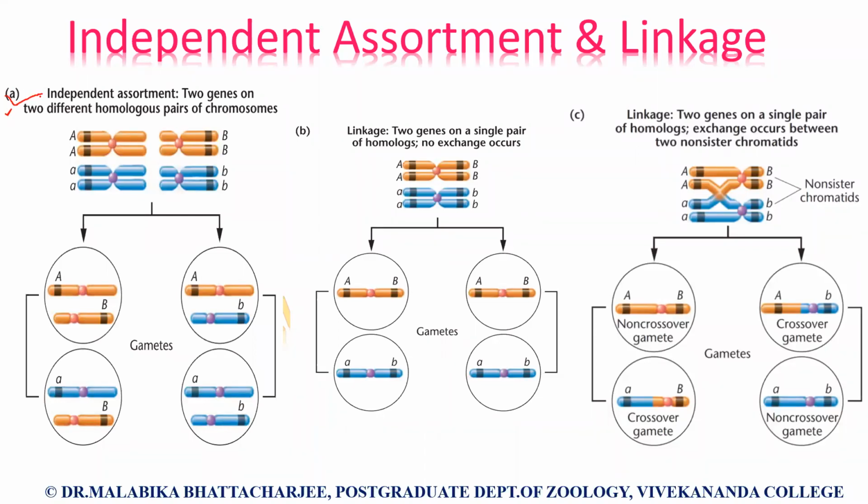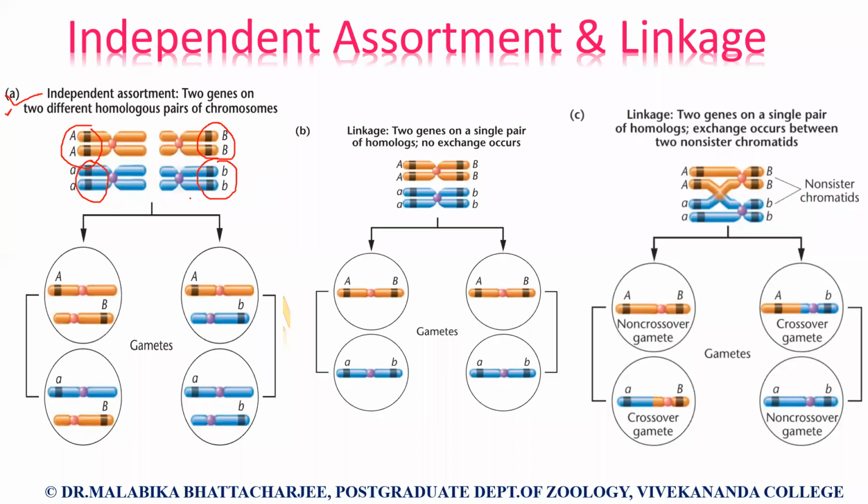In figure A, we see the result of independent assortment of two pair of chromosomes, each containing one heterozygous gene pair. No linkage is exhibited. So this is one set of gene pair. This is the other set of gene pair. One set of gene pair, the other set of gene pair, right?